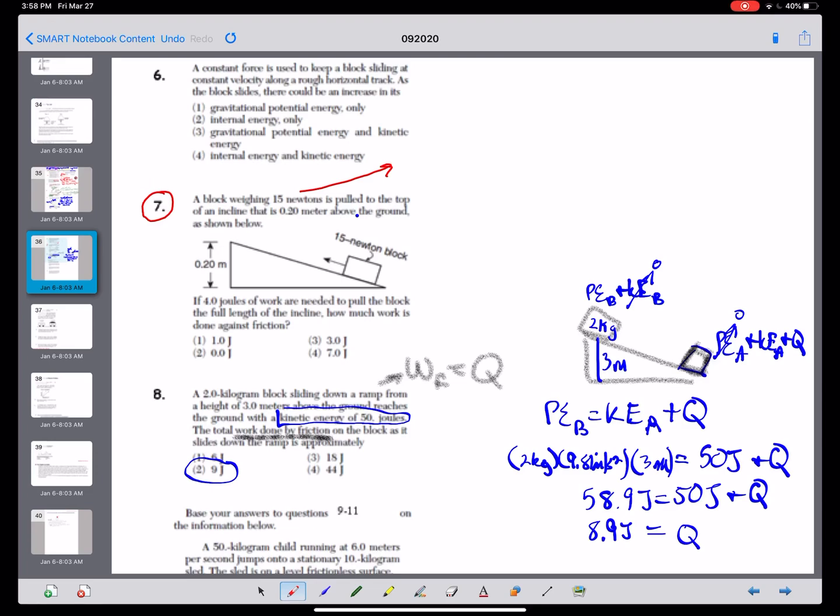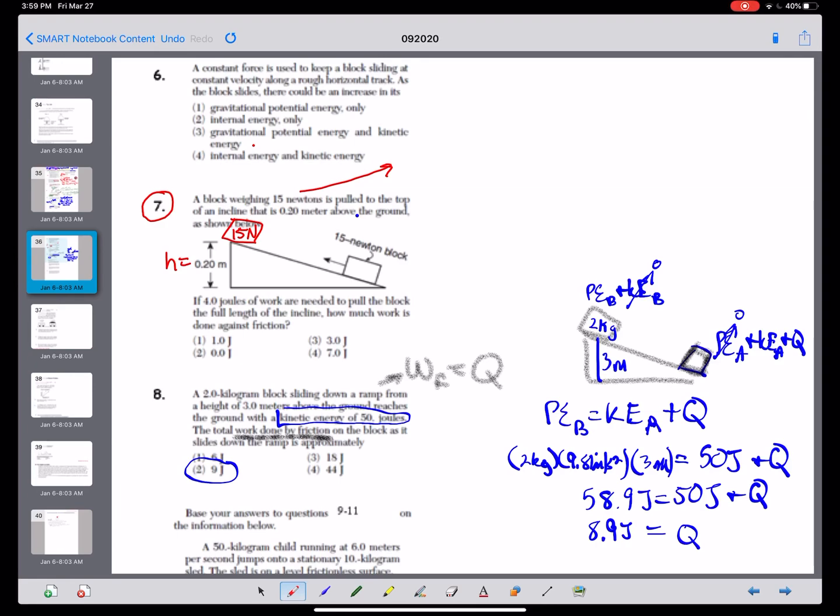Okay, let's see. It says a block weighing 15 newtons is pulled to the top of an incline that is 0.2 meters above the ground. So notice right here we have a height, right? We have a 15 newton block. So once it's up here, the 15 newtons is going to enable us to get a PE at the top. If 4 joules of work are needed to pull the block the full length of the incline, how much work is done against friction?